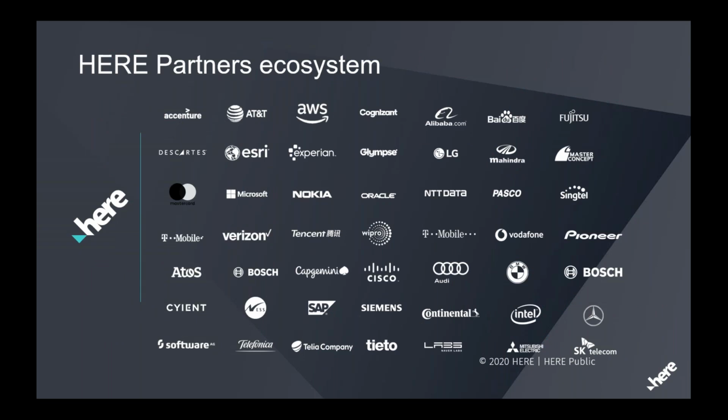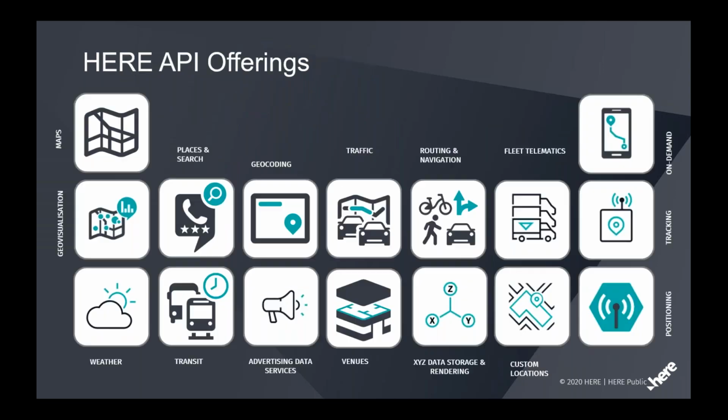Just to give you an idea about our partner ecosystem, we constantly and continuously work with big names like the ones that you see on the screen, like Accenture, AWS, Esri, Nokia, NTT Data, Bosch, Audi, Cisco, just name it. And we provide them the data, and also using their IoT, we receive sort of probe information that we can use to enrich our data.